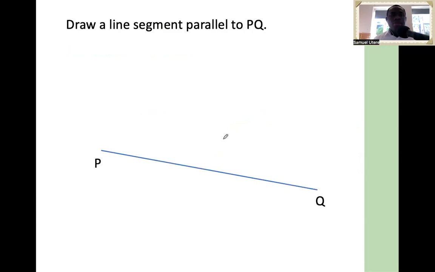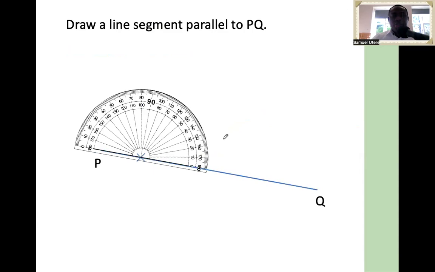Okay, if you're asked to draw a line segment parallel to PQ, how can we do this? Well, we can mark a point on the line segment PQ. We take a protractor, make sure the crosshairs of the protractor line up with the point we marked on the line segment PQ, and mark a point above the 90-degree line on this protractor.